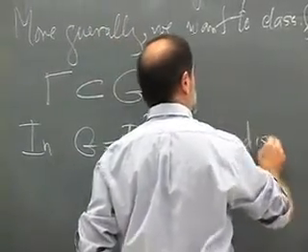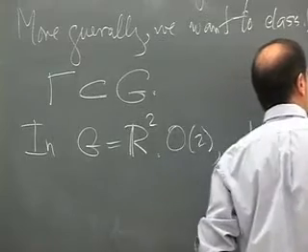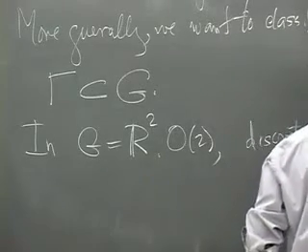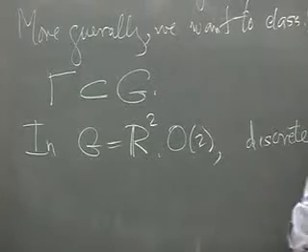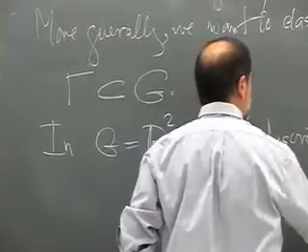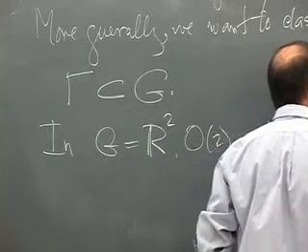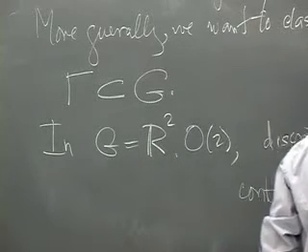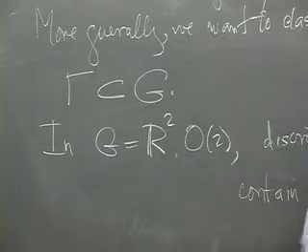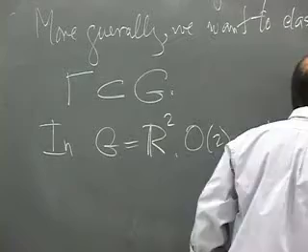Discrete means that gamma does not contain arbitrarily small rotations or translations. So I have to say what that means.